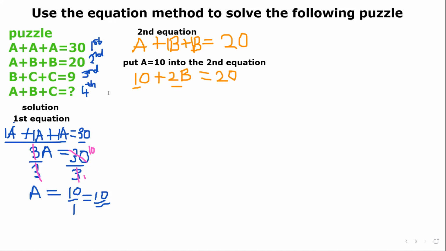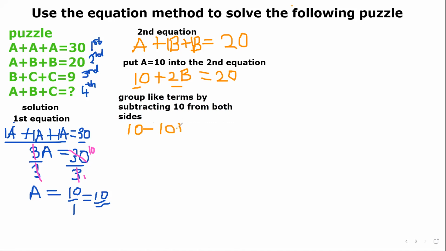So you write something small here: group like terms by subtracting 10 from both sides. Okay, good. So the equation will be 10, because it's a positive, that is why we are subtracting, minus 10 plus 2B equal to 20 minus 10.